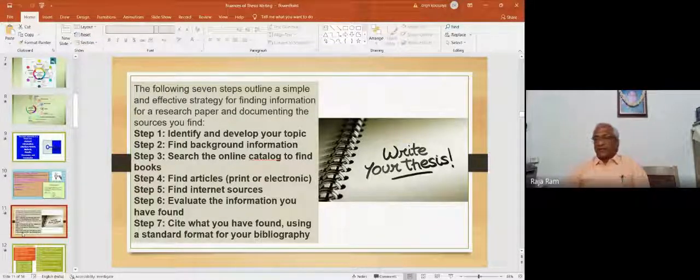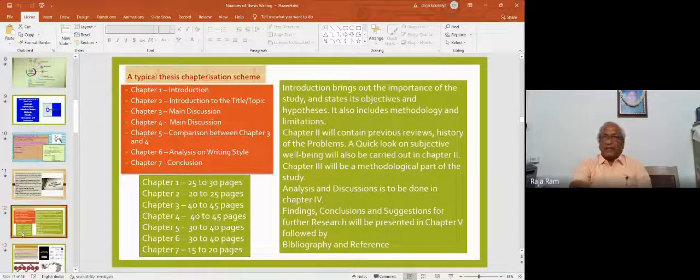And next is so simple that I just skip it. Like it says that the chapter session, this is an example. Chapter one can have introduction. Chapter two introduces the title and topic. Chapter three gives the main discussion. Chapter four might also be the other part of the main discussion. Chapter five, maybe a comparison between chapters three and four. And chapter six is an analysis on writing style. And chapter seven is conclusion.